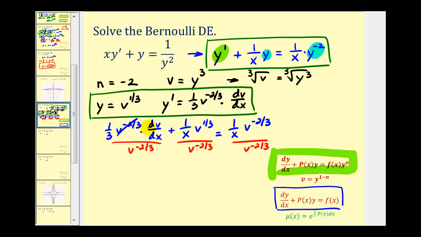This simplifies to 1, so we have 1/3 dv dx plus, here we subtract the exponents. 1/3 minus negative 2/3 is just 1, so we have 1 over x times v to the first, or v, equals, this simplifies to 1 as well, so we just have 1 over x.